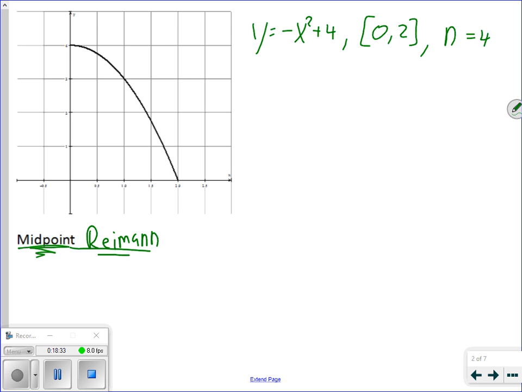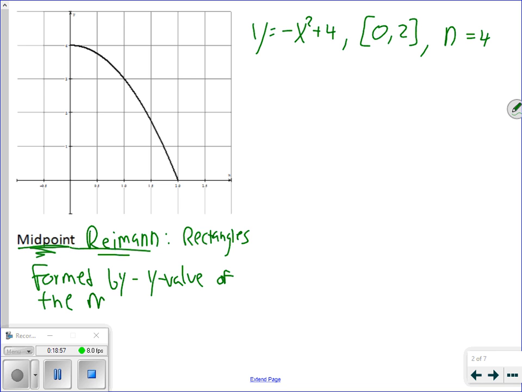Now, a midpoint Riemann sum, I'm going to give you a quick definition of that. It's the same as the other two. It's rectangles formed by the y value of the midpoint of each subinterval.